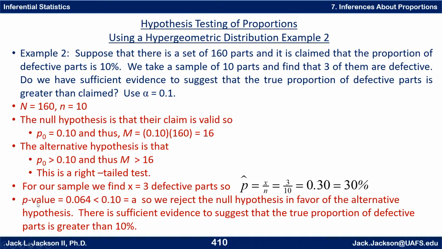So look at this last bullet here. The p-value of 0.064 is less than 0.1, which is alpha. So we reject the null hypothesis in favor of the alternative hypothesis. There is sufficient evidence to suggest that the true proportion of defective parts is greater than 10%.